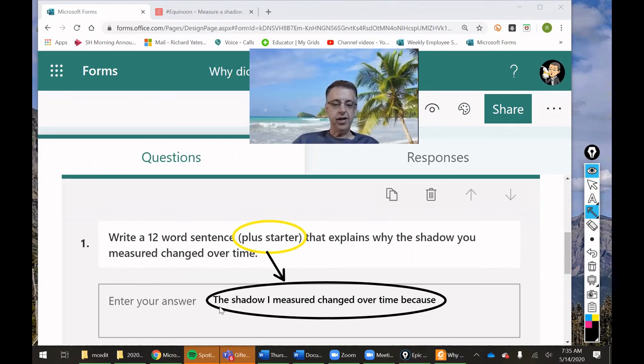So after you say the shadow I measured changed over time because, then you can give me the 12-word sentence that would explain why it changed.